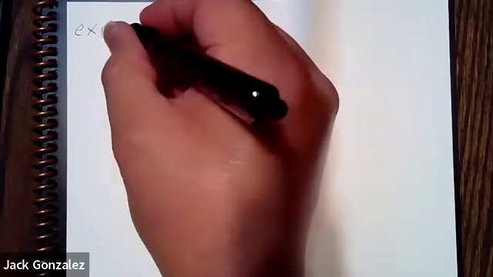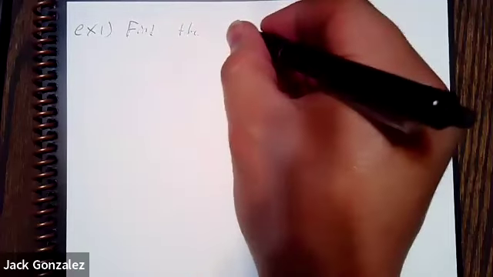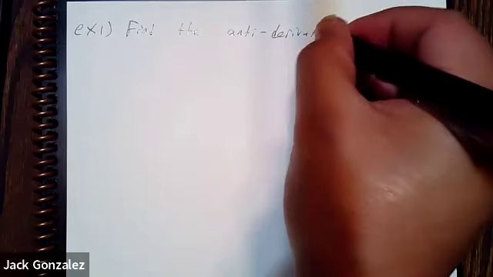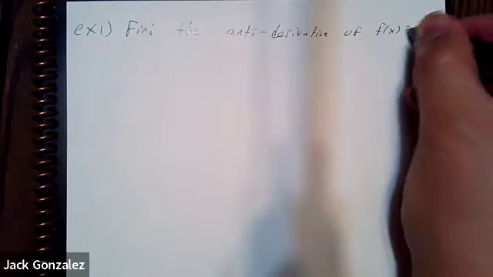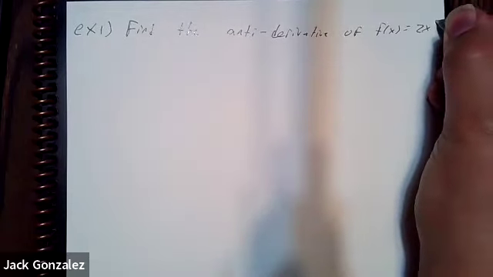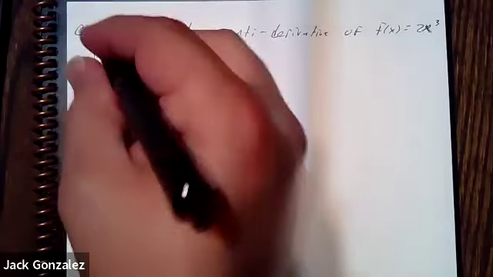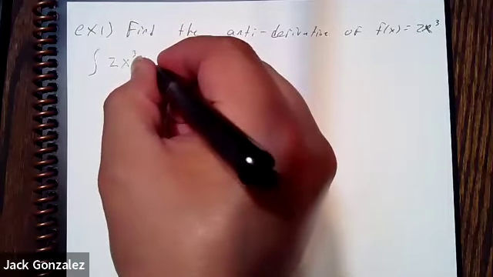Example 1. Find the antiderivative of f of x equal to 2x cubed. So in other words, integrate 2x cubed with respect to x.